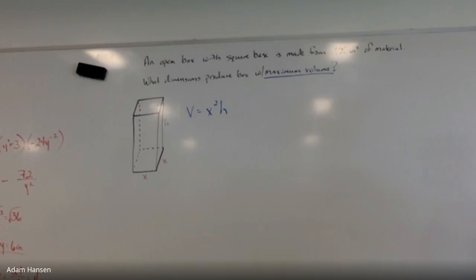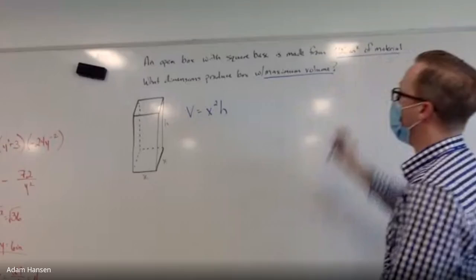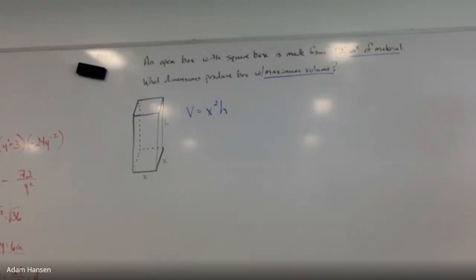I also have 108 square inches of material to make the box. So all the sides, the 4 lateral sides around the box, plus the one on the bottom. Remember, there is no top. There's only 5 sides, those 4 lateral sides and the bottom base, and they have to have a combined area of 108 for the box.